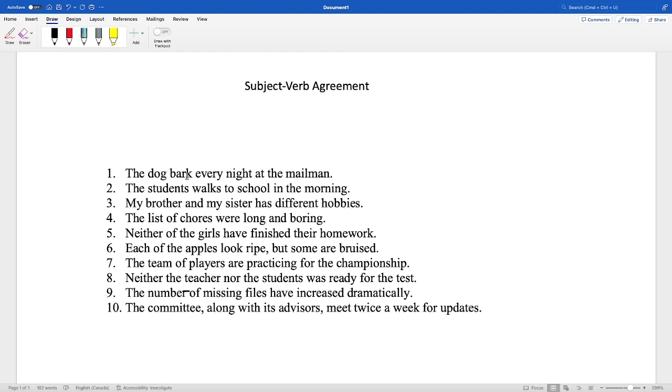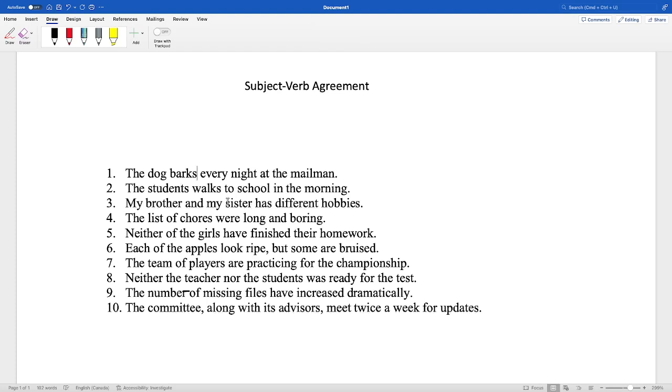When the dog is singular, the noun, the subject is singular, right? And in this case, dog is singular. When the subject is singular, the verb needs to have an S at the end of it. So in this case, dog is by itself. So bark needs to have an S at the end of it. The dog barks every night at the mailman. And now the sentence flows appropriately.